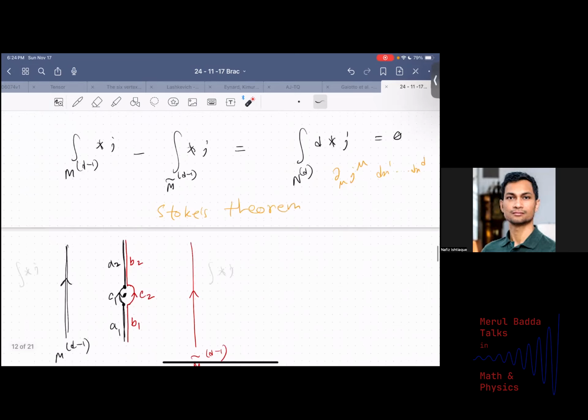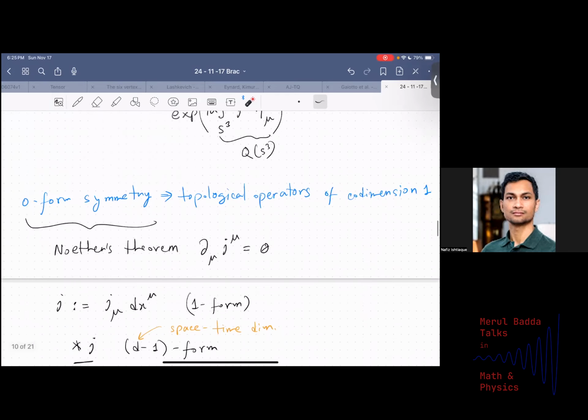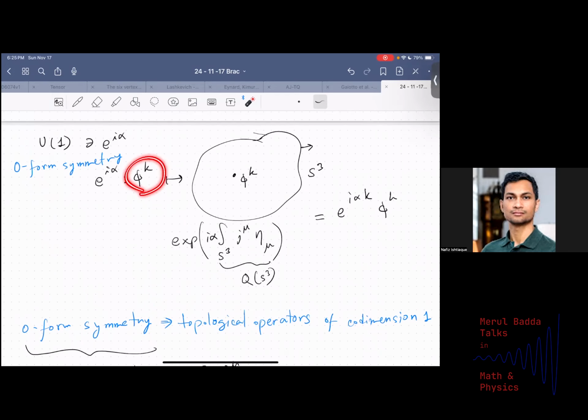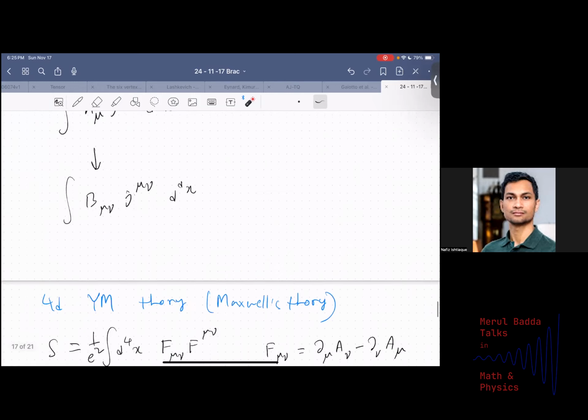I think we had another example in terms of phi to the k. Where is it? I guess this one. So we had phi to the k at a point. We put a topological operator surrounding this local operator, and the answer was phi to the k with some transformation. So, do we get something like this here?